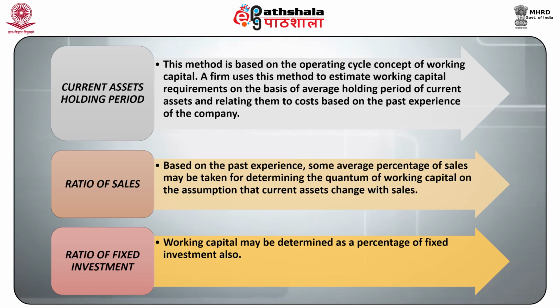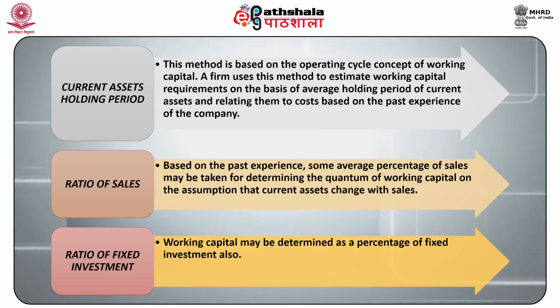The second one is ratio of sales, which is based on past experience. Some average percentage of sales may be taken for determining the quantum of working capital on the assumption that current assets change with sales. The third one is ratio of fixed investment, where working capital may be determined as a percentage of fixed investment also.